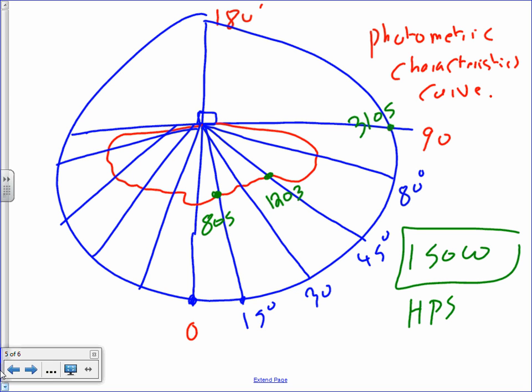You picked a photometric characteristic curve, right? So here's how it goes. Here's my fixture here. These are the angles around it. I put my 80 here, 90, 0, 80, 90. So that would be what? 270. I flipped it. I flipped the parameters.